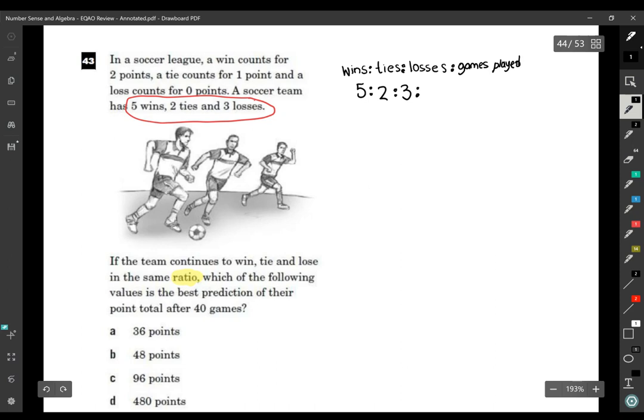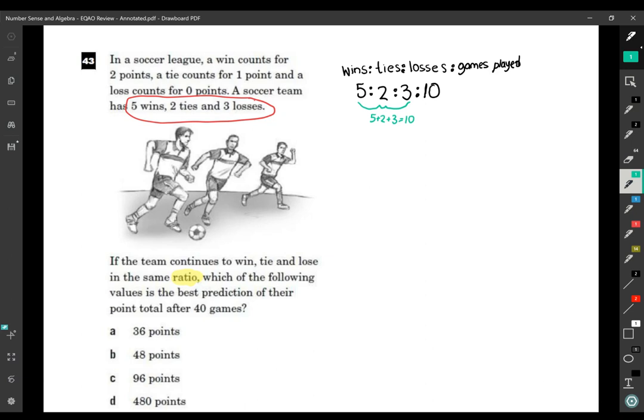So we have to think about this. If they won 5 games, they tied 2 games, and they lost 3 games, how many games did they play in total? Well, they played 5 plus 2 plus 3 games, so they played a total of 10 games. I got 10 by just adding 5 plus 2 plus 3. So at this point in their season, they've played 10 games. Hopefully that makes sense.